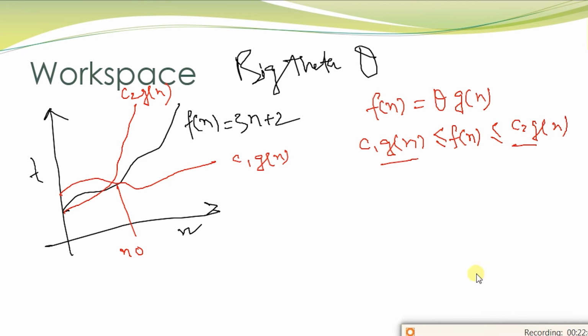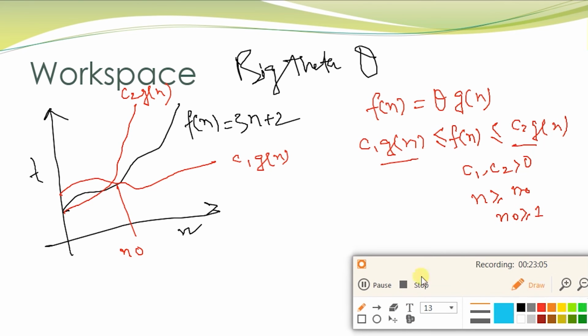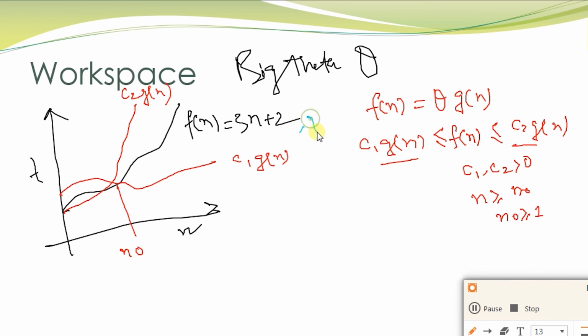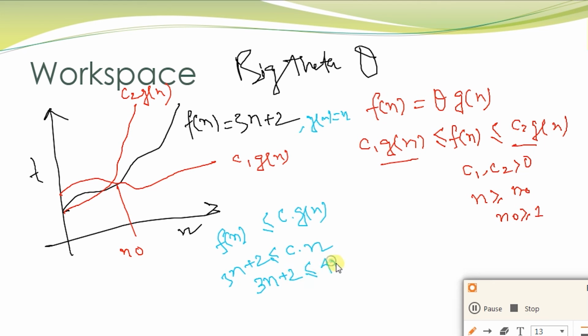Okay, then only can we say f(n) is theta of g(n), for all those constants c1 and c2 greater than 0 and n greater than or equal to n0, where n0 is greater than or equal to 1. So let's check if it is satisfied or not. Let's take f(n) equal to 3n plus 2 and g(n) equal to n, and now we are trying to match if f(n) is less than or equal to c of g(n). So 3n plus 2 is less than or equal to some c into n. If we substitute c with 4, then it becomes 3n plus 2 is less than or equal to 4n.